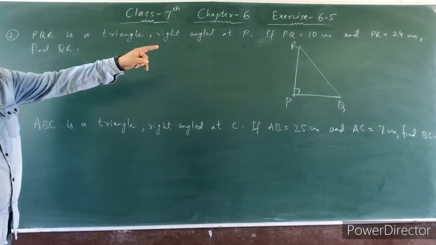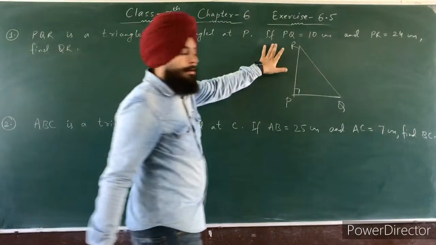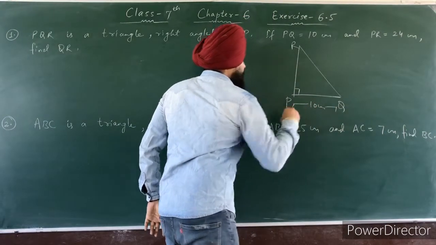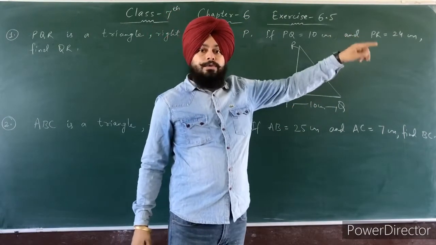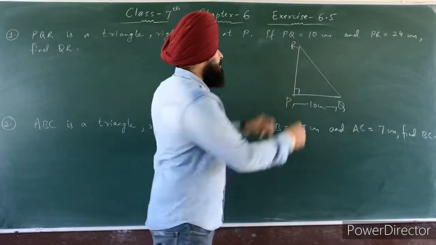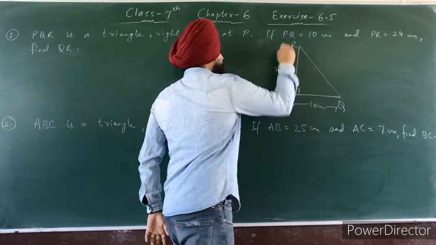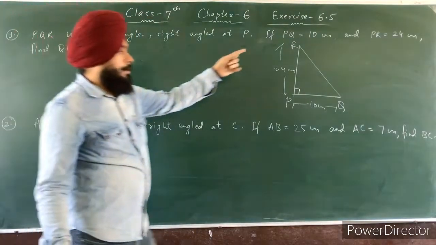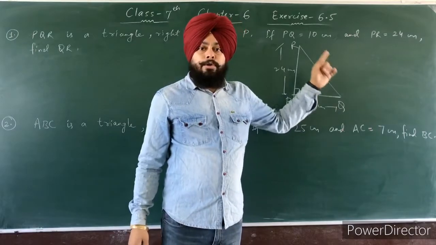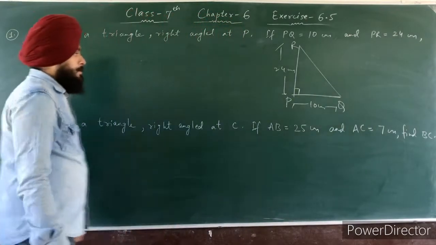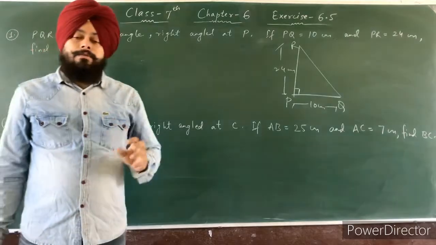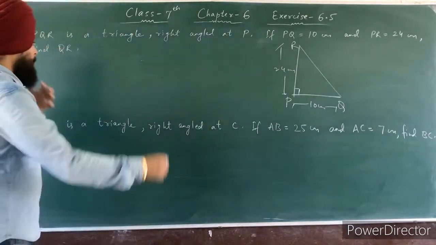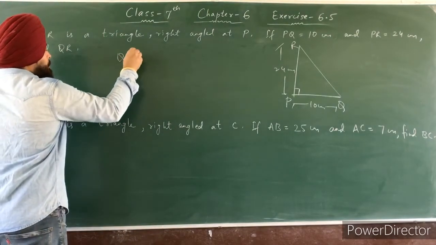Next, PQ is 10 centimeter, and PR is 24 centimeter. We have to find the length of QR. QR is the hypotenuse of this triangle. So the formula is: the square of the hypotenuse is equal to the sum of the squares of the other two sides. The hypotenuse is here QR.